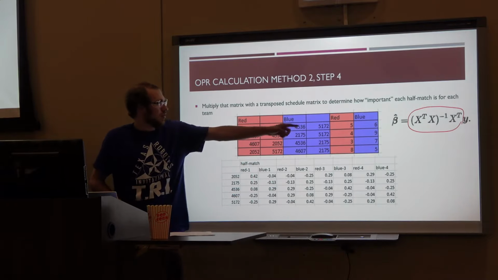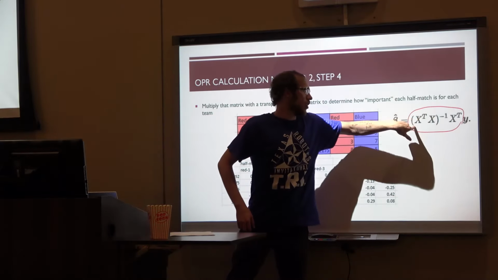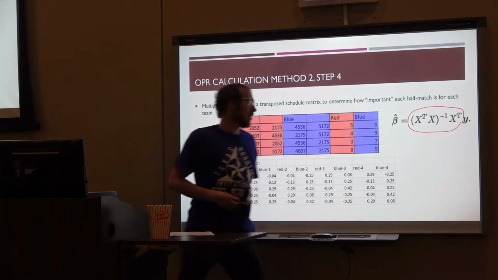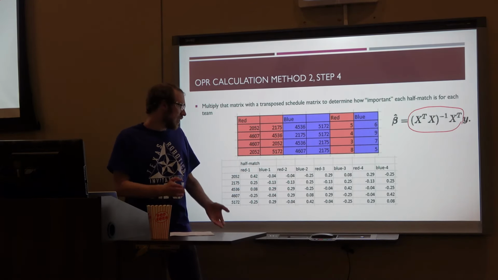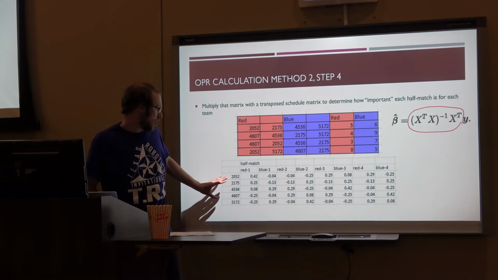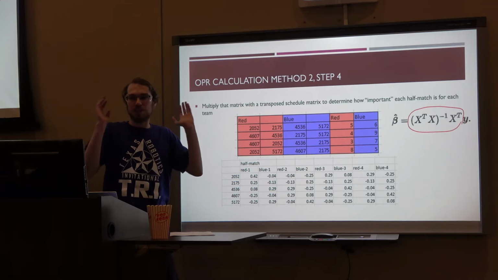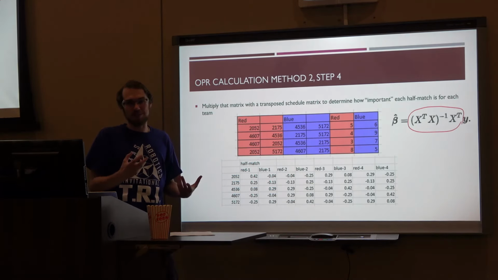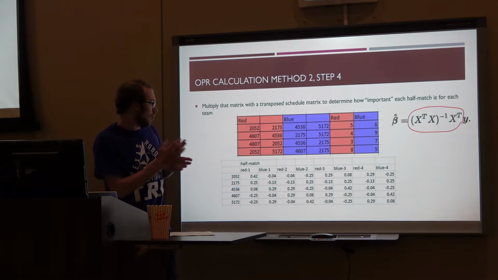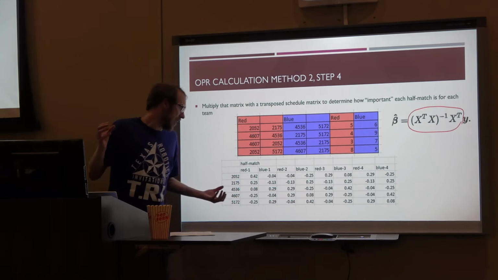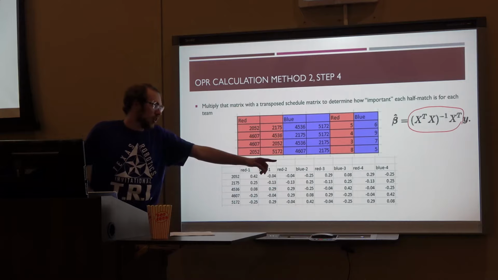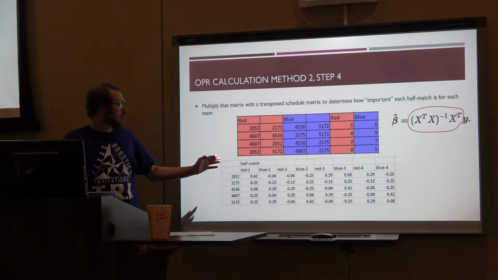Then the next step, we're going through the formula, we inverted all of this, and now we multiply it by the transpose of the schedule matrix, and now we get a matrix which shows how important each match is for your team. So instead of how important each team is, it's how important each match is. And this is pretty straightforward too. Same concepts as the last one.